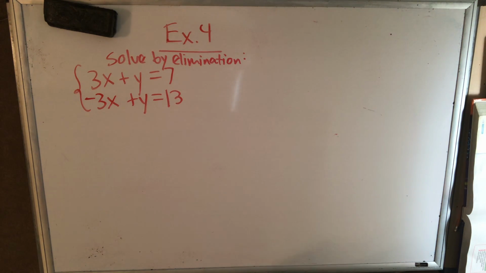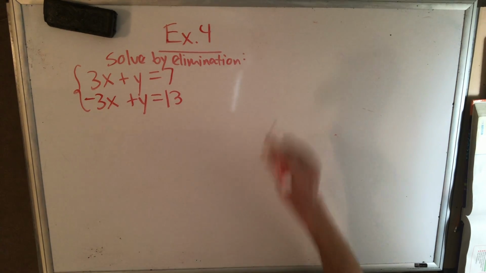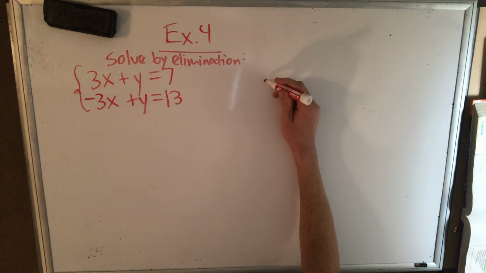Okay, so to solve by elimination, you either add the equations together to eliminate one of the variables or subtract the equations to eliminate one of the variables, depending on the situation. So first I'm going to show you why adding equations works.